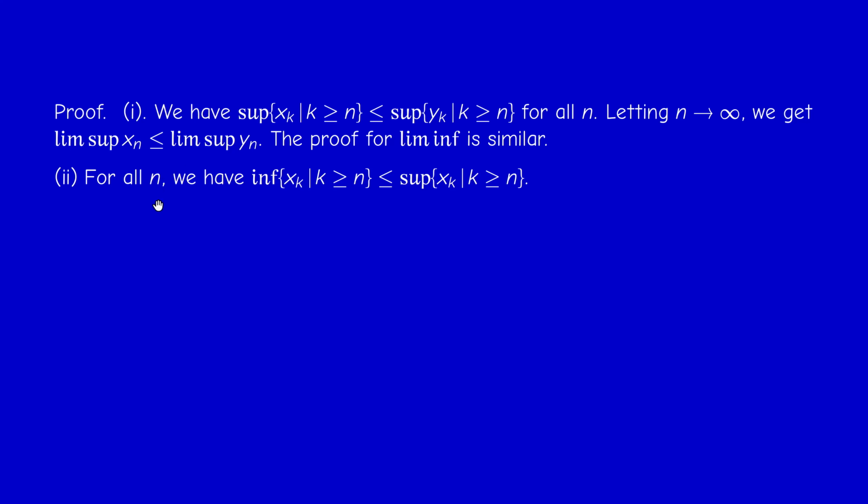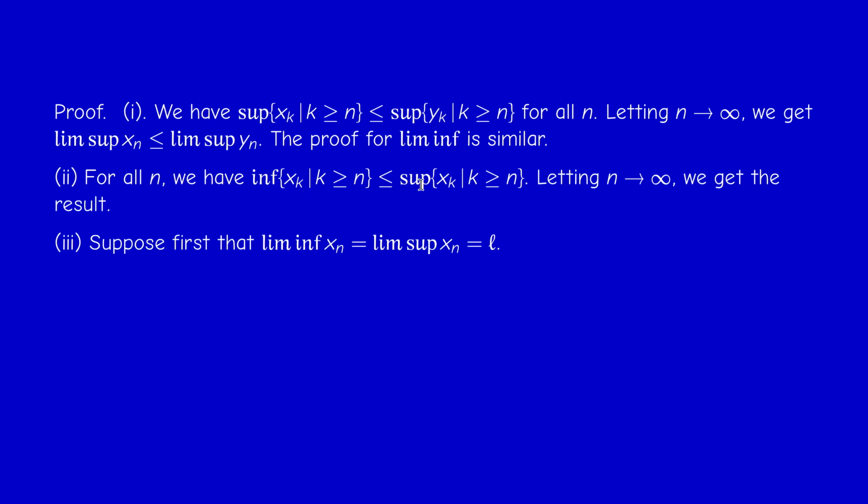Now, second property: why is the liminf less than the limsup? Because the infimum is always less than the supremum, as you know, for any set. So when you let n tend to infinity, you get liminf less than limsup. Okay, so this is very easy. This just follows from the definition.